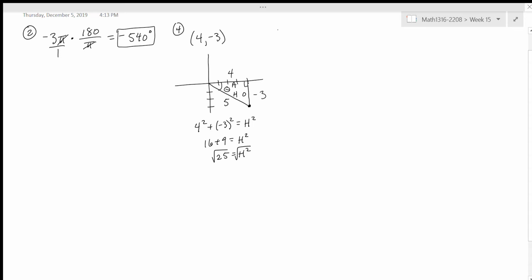And now we can talk to the chief. Soh Cah Toa. Sine theta is O over H. Cosine theta is A over H. Tangent theta is O over A. Everybody see how that works?